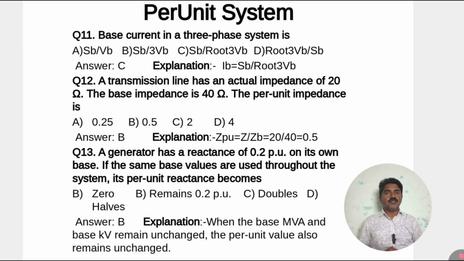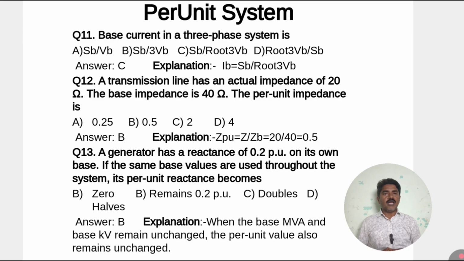Eleventh one: base current in a three-phase system is? To calculate base current, IB is equal to SB by root 3 into VB. That is the answer. Like P is equal to root 3 VL IL cos phi, from that equation IB is calculated. So here C is the answer.